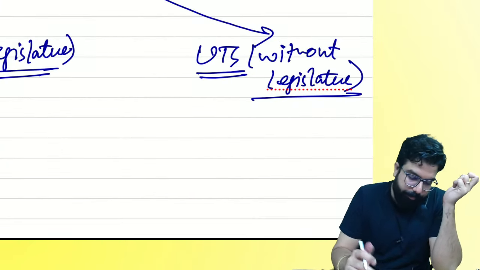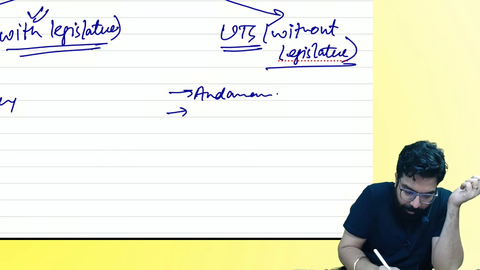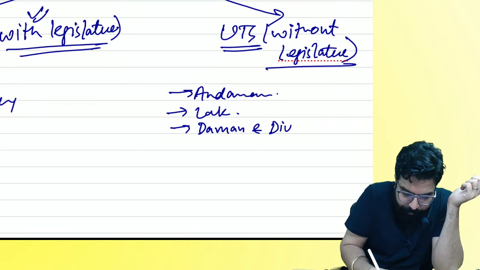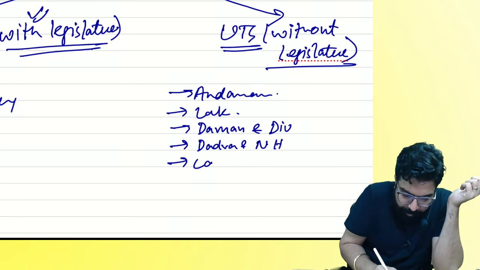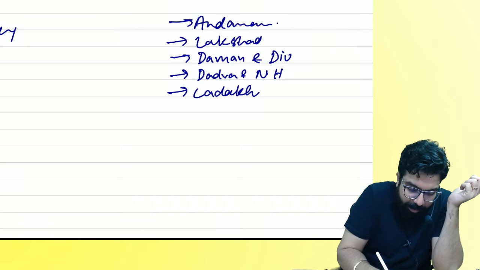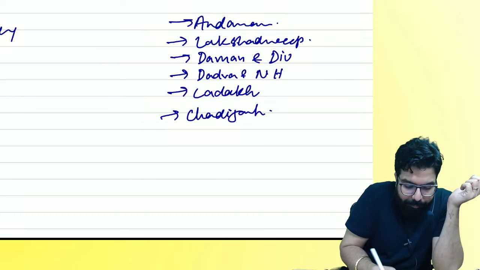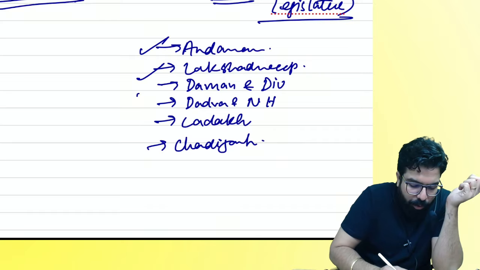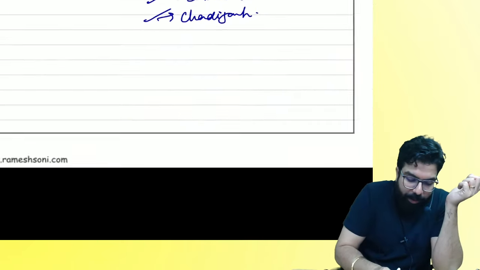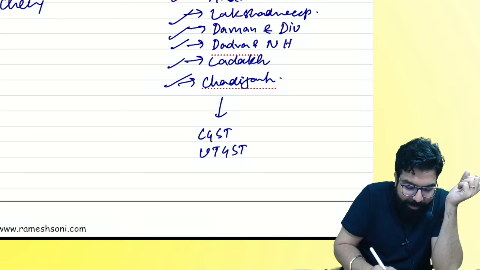Andaman and Nicobar. Lakshadweep. Daman and Diu. Dadra and Nagar Haveli. Then Ladakh, Lakshadweep already done, and Chandigarh. Do you guys agree with me? How many union territories? 1, 2, 3, 4, 5, 6. For these union territories, whenever a transaction happens, what will you charge? CGST and UTGST. Do you guys agree with me?